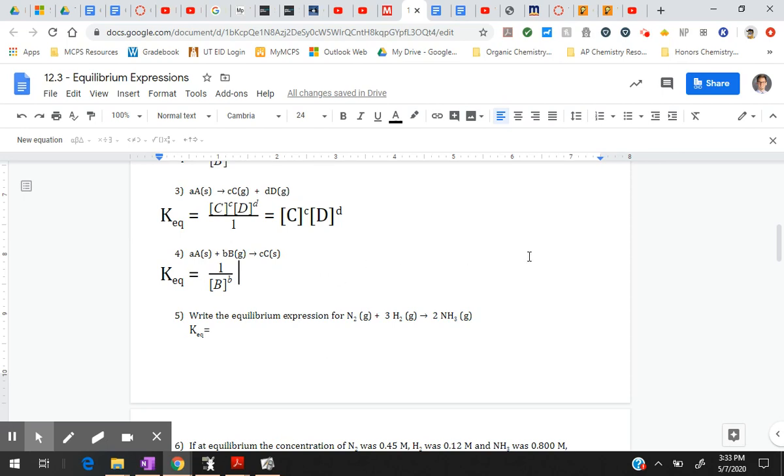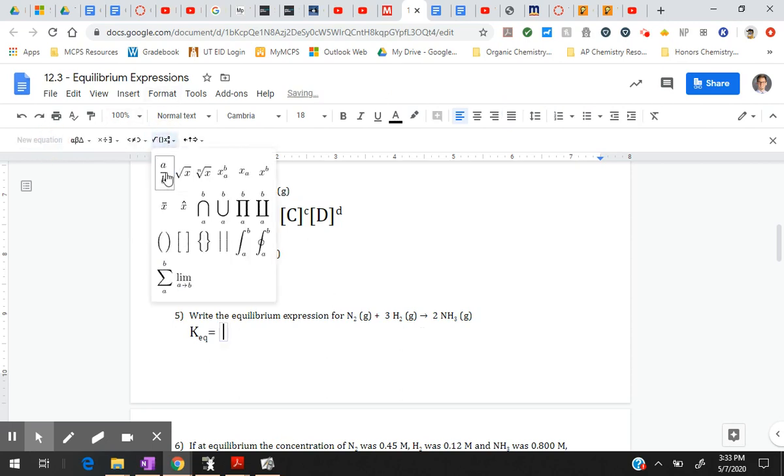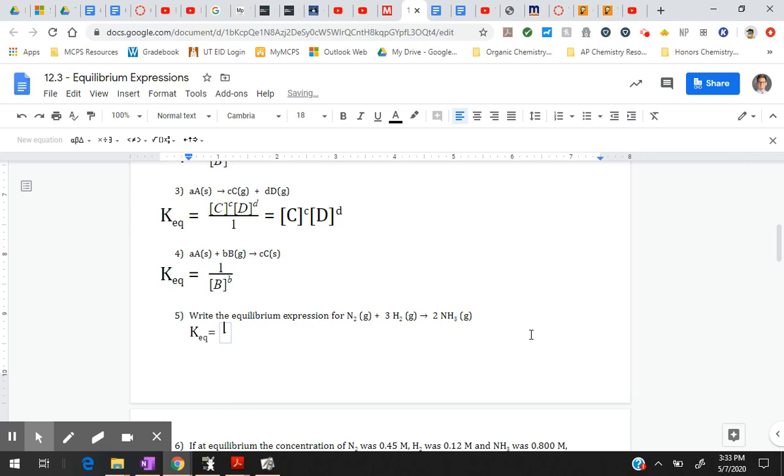Now we've done it a couple times with generic equations. Let's try it with some actual chemicals in here. So I've got K_eq. Maybe I should make this a little bit larger. I have N2 plus 3 moles of H2, and that forms 2 moles of NH3. So I do products over reactants.